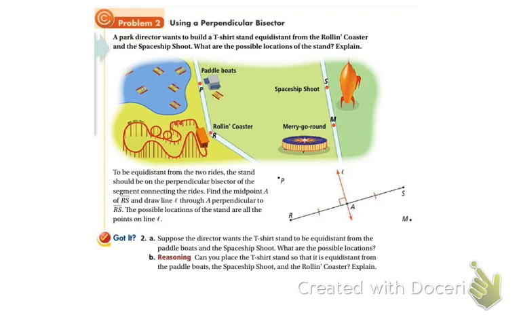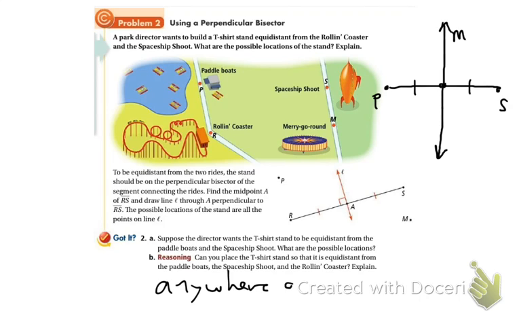So let's look at our got it problem. It says, suppose the director wants the t-shirt stand to be equidistant from the paddle boats and the space chute. What are the possible locations? So I'm going to give my best attempt at sketching this. If I've got P here and S there, I'm going to connect it. Right there is approximately the midpoint. And I'd make this line, I'll call it line M, how about? So anywhere on line M, it would be equidistant. M is about down here. R is about down there. Just to get a feel for it.